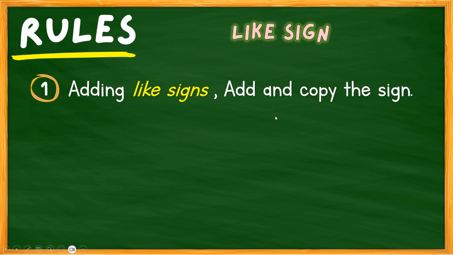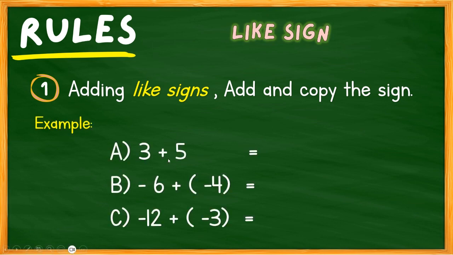So this would be like sign. Example, we have positive 3 plus positive 5. Therefore, the answer must be positive 8. Add 3 plus 5, the answer is 8, and the sign of 3 and 5 must be positive. Therefore, the result or the sum is also positive. It's easy.